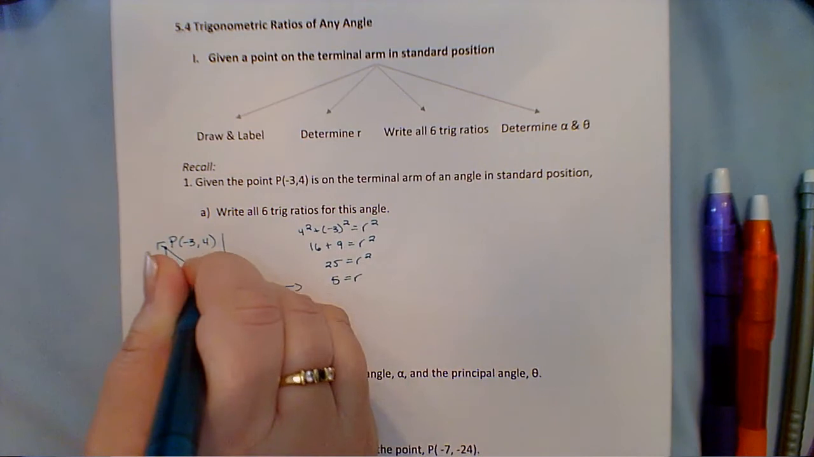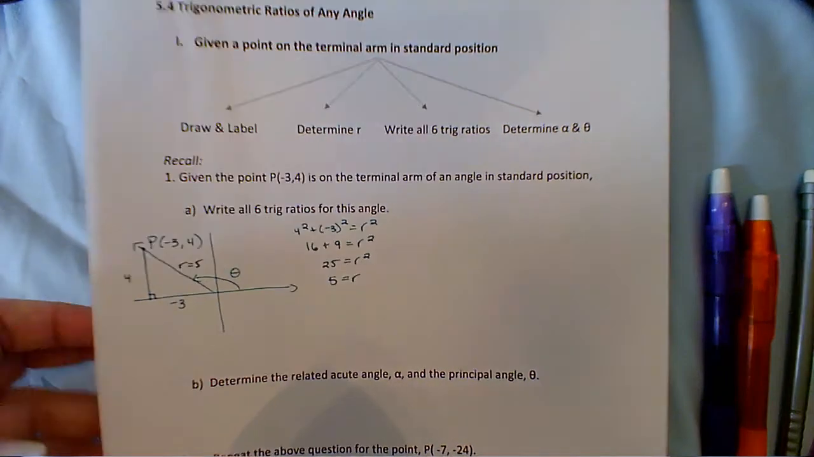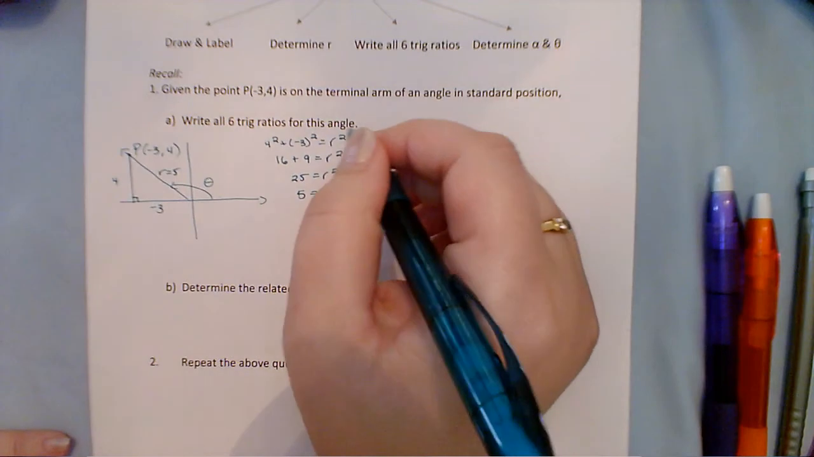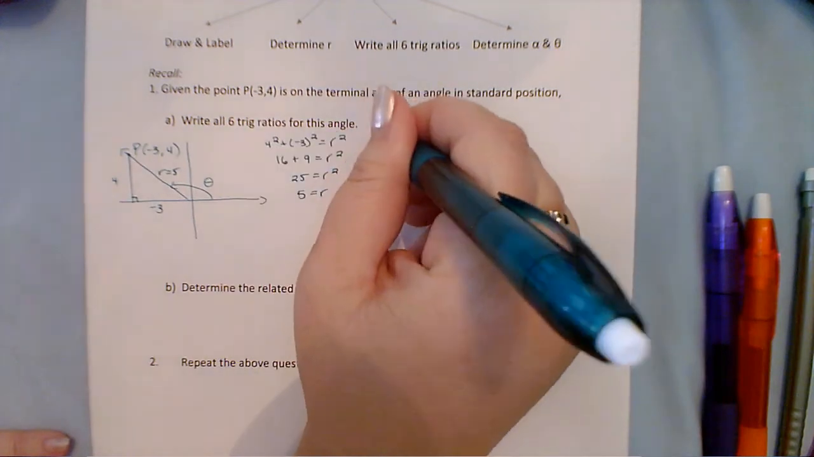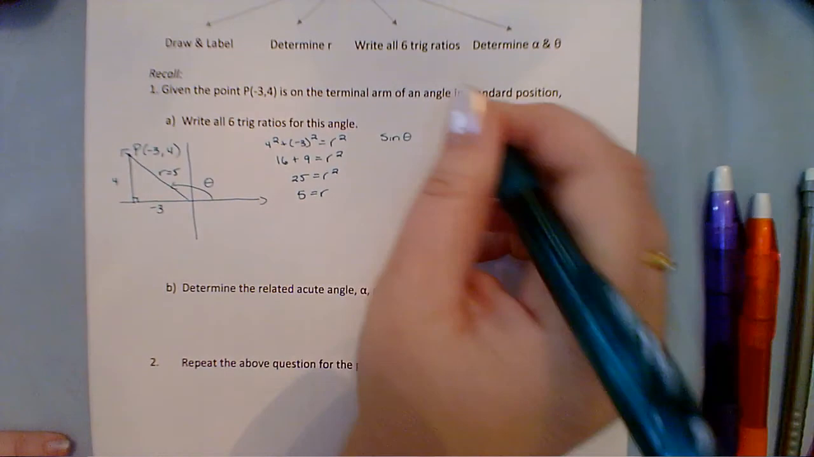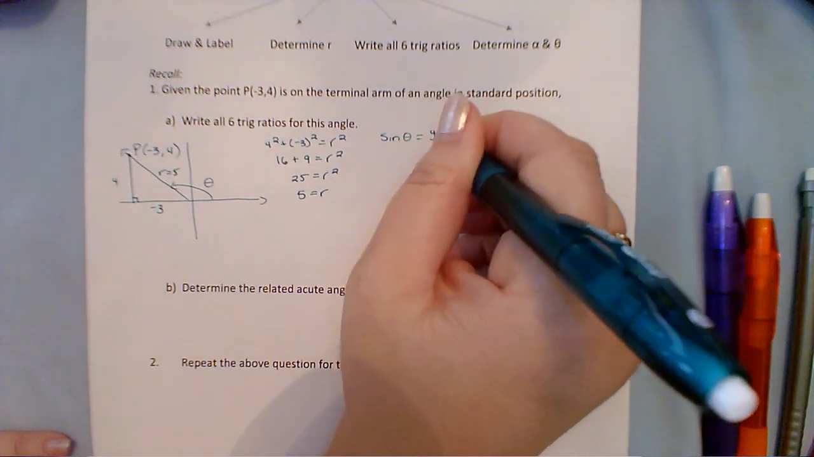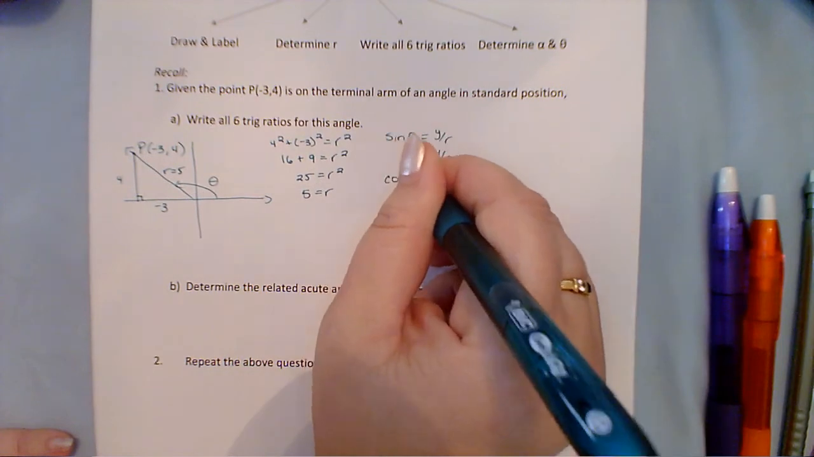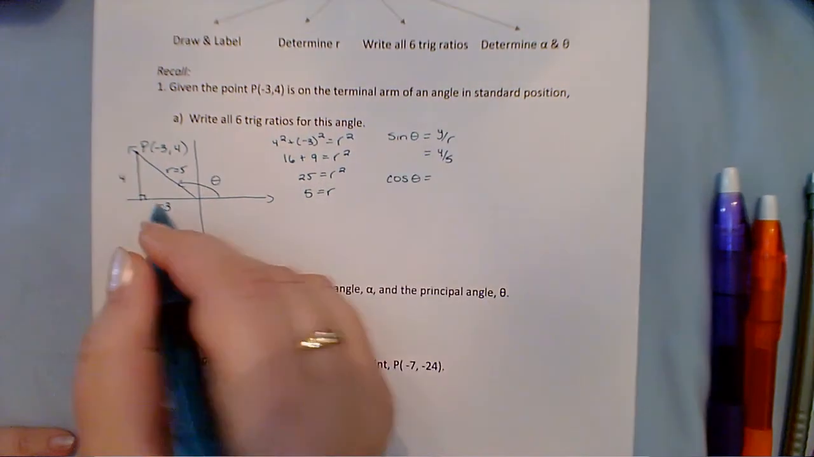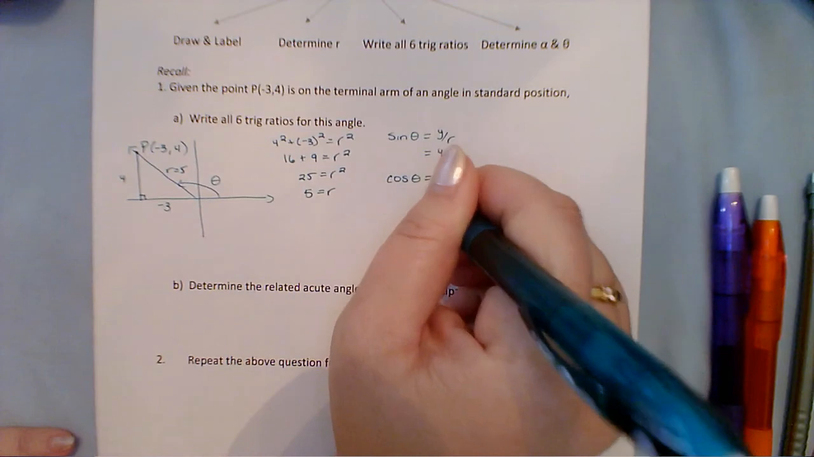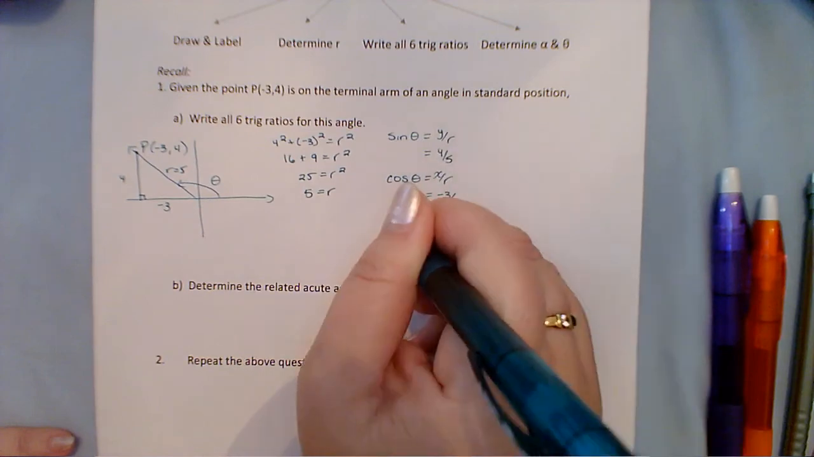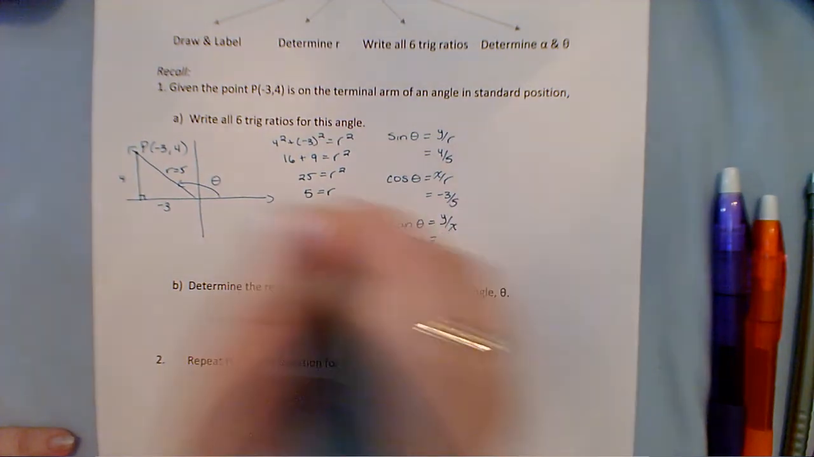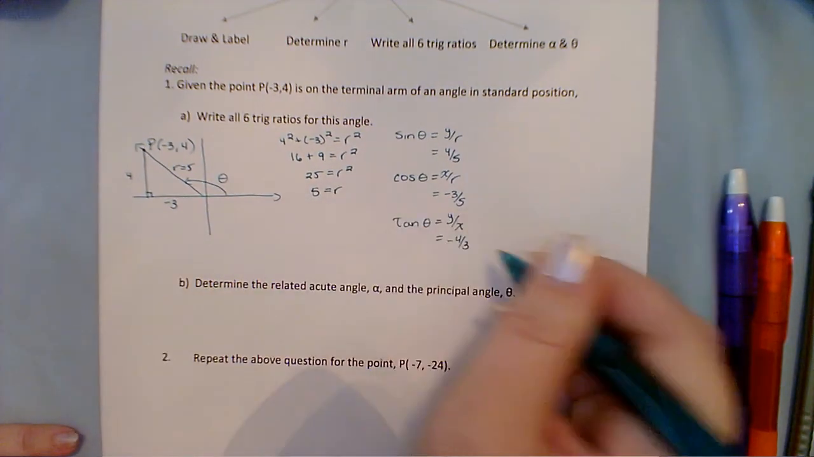So this is our specific triangle right now. We are then supposed to write all 6 trig ratios. So sine theta is equal to y over r, which we know is 4/5. And again, it should be positive because we're in that location. Cos is x over r, which is -3/5. And tan of this angle is equal to y over x, or slope, -4/3.